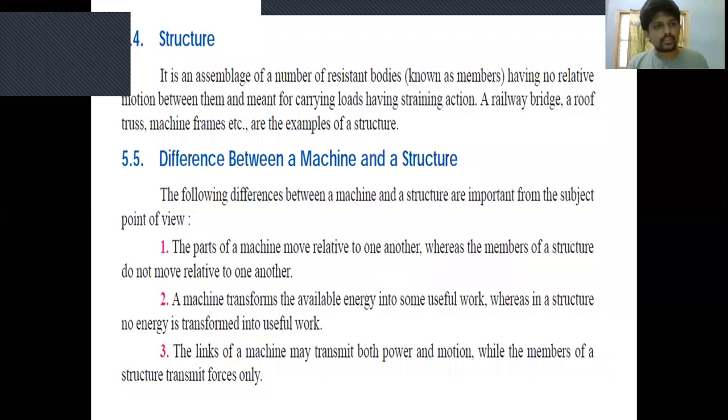Whereas structure is a very simple thing, it is just to carry some loads. Take examples of structures like bridges and dams. We are not expecting any work output from them. They are only meant for carrying loads. Those are defined as structures. But whereas a machine, you expect some work output from it. Right? There are three major differences between a machine and a structure.